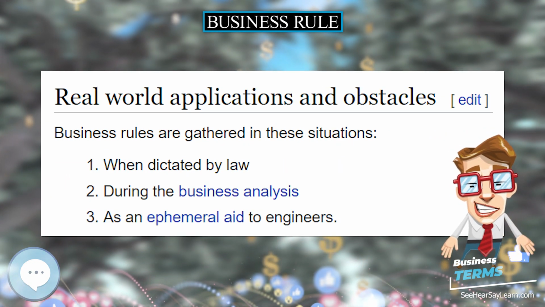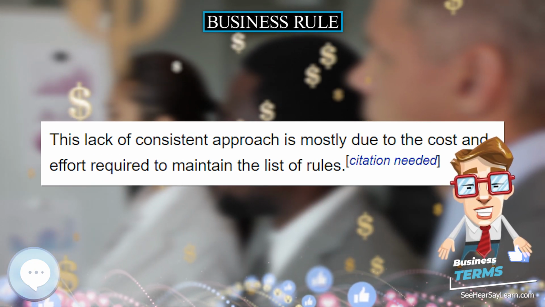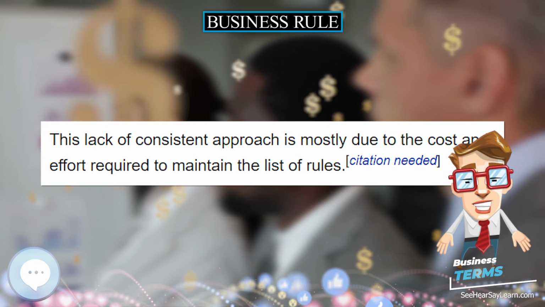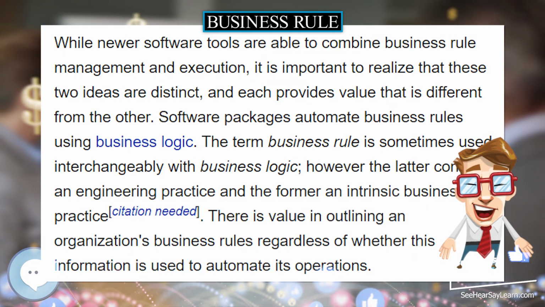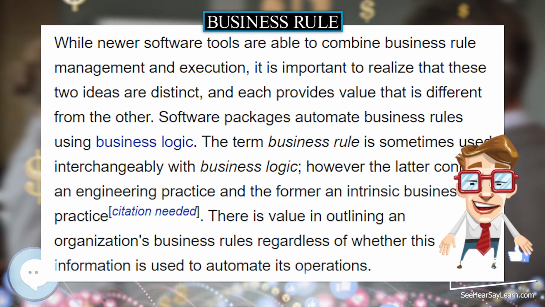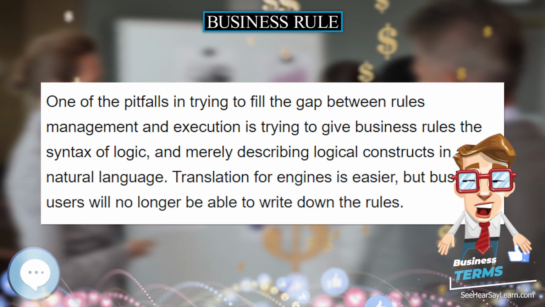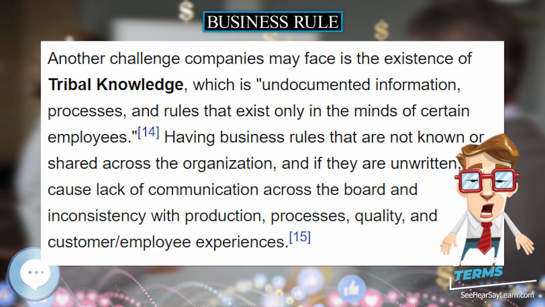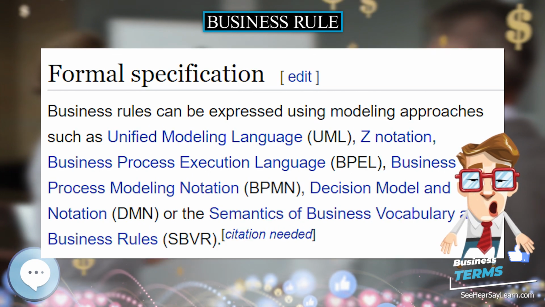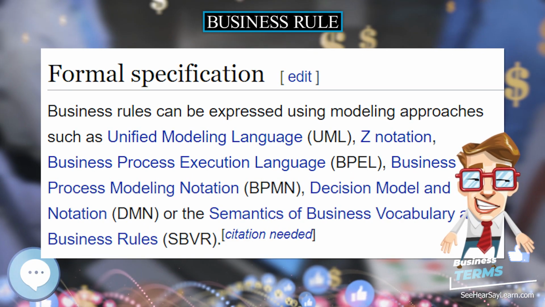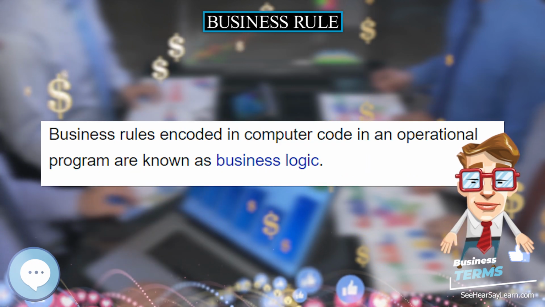Formal specification. Business rules can be expressed using modeling approaches such as Unified Modeling Language, UML, Z-Notation, Business Process Execution Language, BPEL, Business Process Modeling Notation, BPMN, Decision Model and Notation, DMN, or the Semantics of Business Vocabulary and Business Rules, SBVR. Business rules encoded in computer code in an operational program are known as business logic.